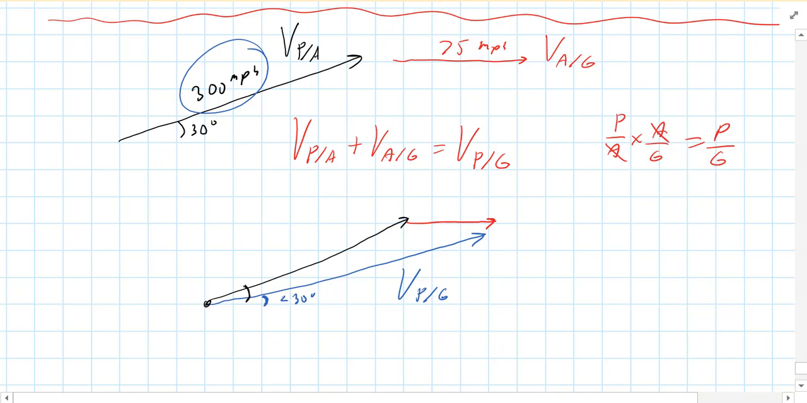This angle here would be 30 degrees. So this angle here has to be less. So even though the pilot's compass is going to say 30 degrees, they're not going 30 degrees north of east. They're going something considerably less than that.